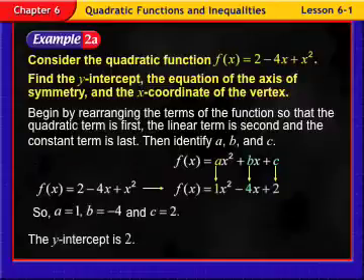Once we know that, we can identify that the y-intercept is 2. Remember that at the y-intercept, or the location where the graph crosses the y-axis, x is 0. So if we place x as 0 into our function, it gives us 2.